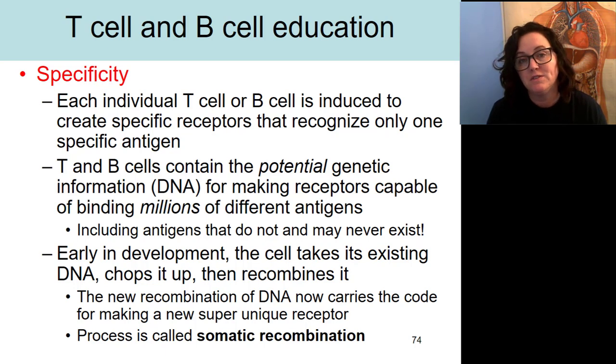This process is called somatic recombination. It's called recombination because we're recombining genes into new ways that produce unique receptors that will bind to unique antigens. Somatic is just referring to the fact that this is not a reproductive cell, so it's not like eggs and sperm.